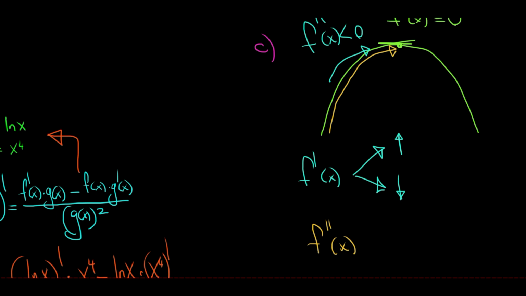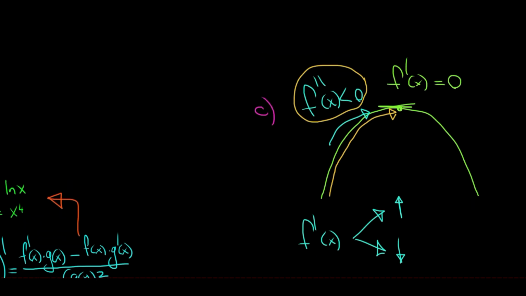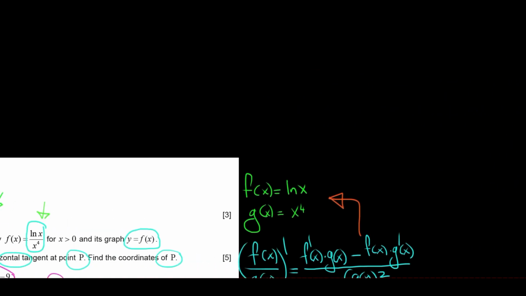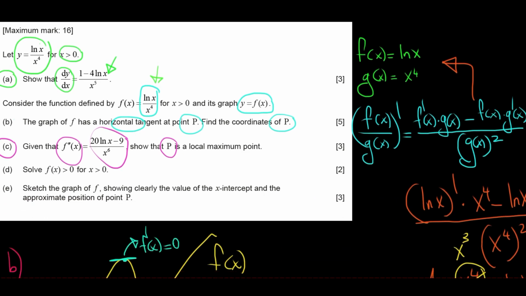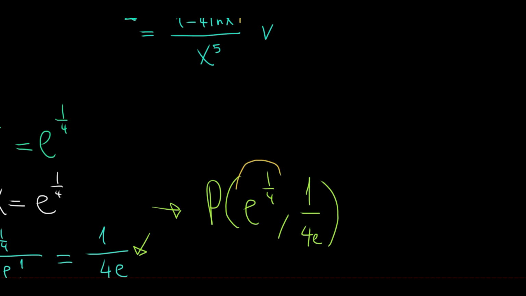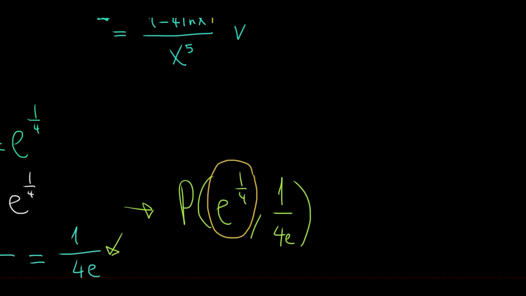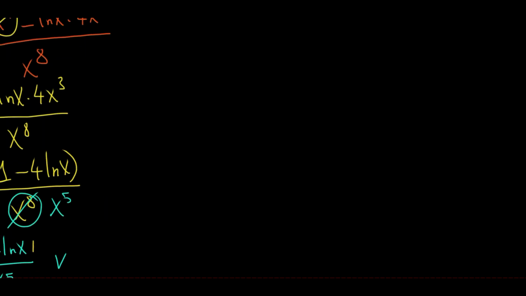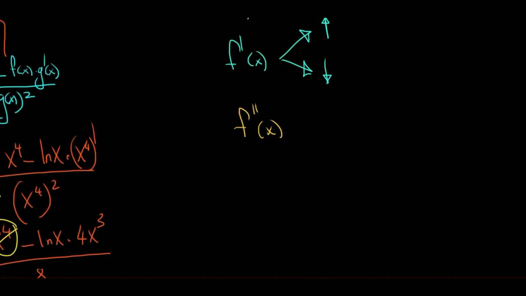So if we were to prove that the second order derivative at this vertex point is negative, that is enough to conclude that it's a maximum point. And we know in our case what the x coordinate is at this point, since we have the point P with an x coordinate of e to the power 1 over 4. And it says in the question, show that P is a local maximum point. So now we're going to plug e to the power 1 over 4 into the second order derivative, f second order derivative of e to the power 1 over 4.